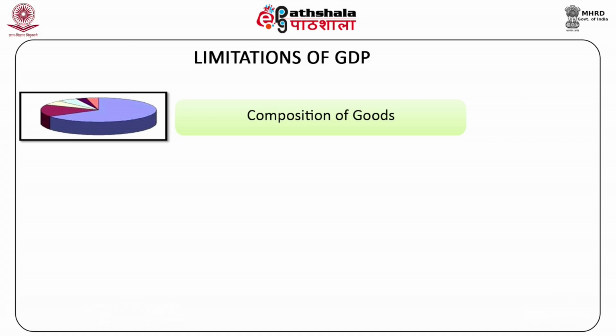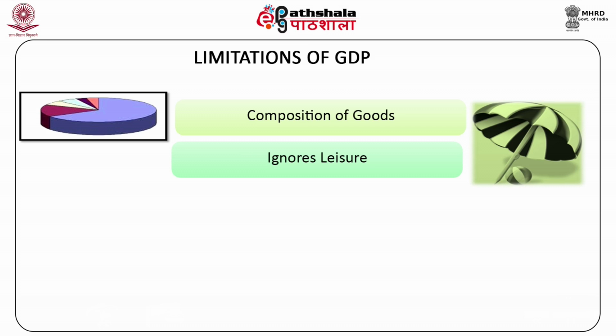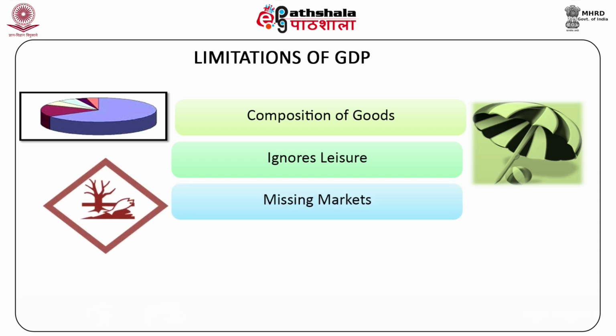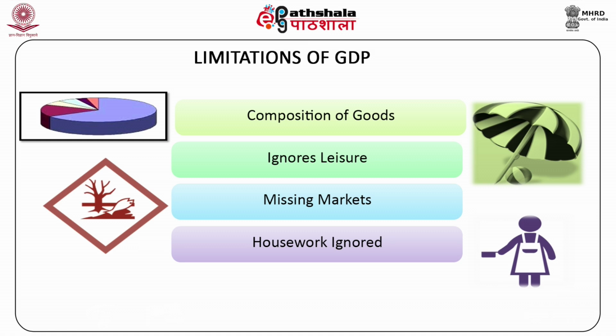Therefore, there are wide inequalities of income and wealth in such an economy. It does not give any importance to leisure, which certainly could make a work burdened individual better off. For many activities, markets are missing. Due to absence of market transactions in many cases, such as clean air or pollution, it is difficult to incorporate these transactions in GDP. Housework is ignored in GDP.